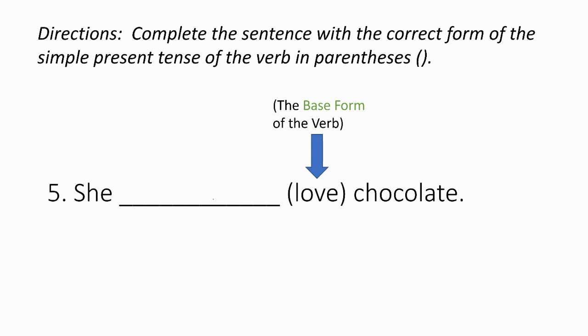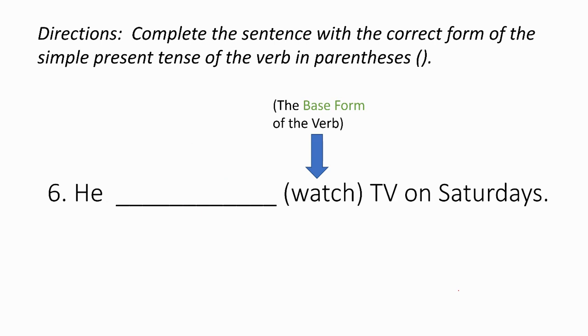She loves chocolate. Good. We need an S for she. Number 6, watch. He watches TV on Saturdays. Good work. The verb ends in CH, so we add ES.